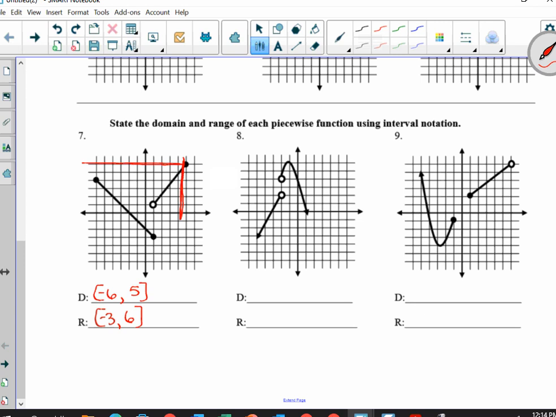So if you actually skip over something, then you have like the parentheses for that point. Yeah. Yep. So guys, try 8 and 9 for me. 8, you'll notice you've got the arrow on the end. That means -infinity. Good job.